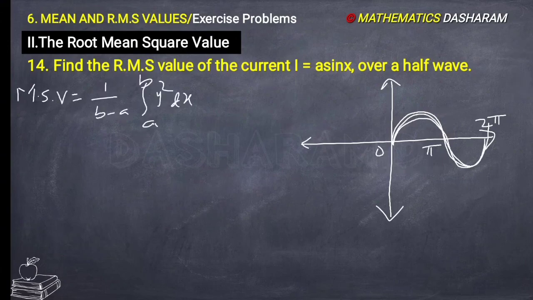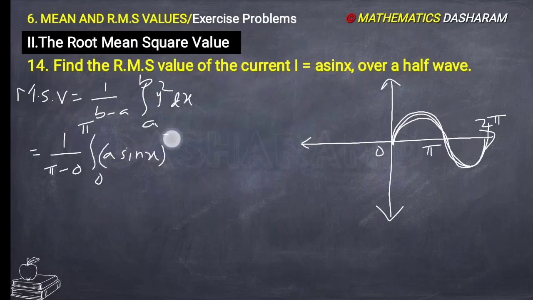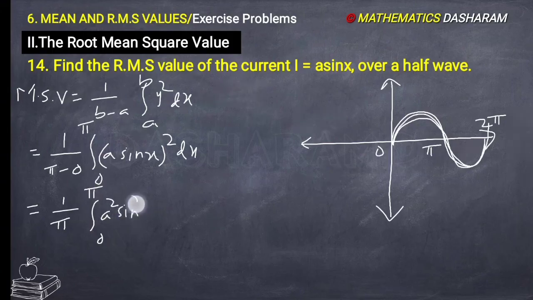So MSV value is 1 by (b minus a) integration a to b y square dx. So here b value pi and a value 0, integration 0 to pi y square. Y square means here I square dx. That means (A into sin x) whole square dx. So 1 by pi integration 0 to pi, here a square into sin square x dx.